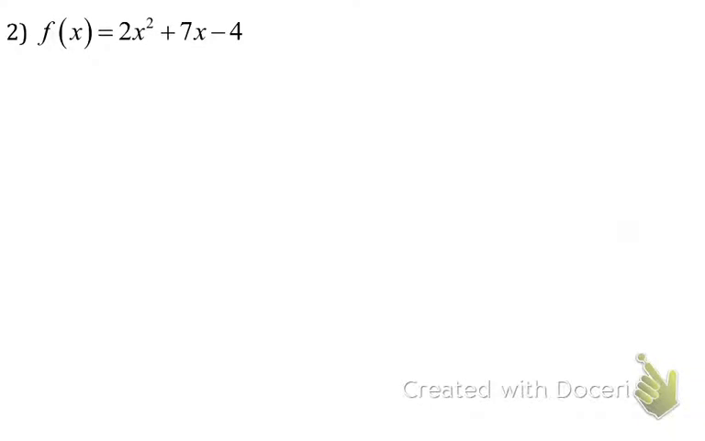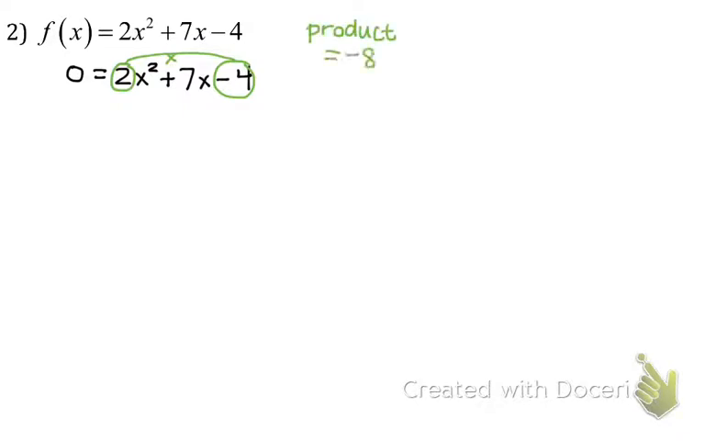Let's try another example. So we have 2x squared plus 7x minus 4 is equal to f of x. In this case, I'll need to start by replacing my f of x with a 0. Now that I have my trinomial in general form equal to 0, I can multiply a times c, which is negative 8. So I'm looking for two numbers that have a product of negative 8 and a sum of my b term, which is 7. Let's list our factors of negative 8.